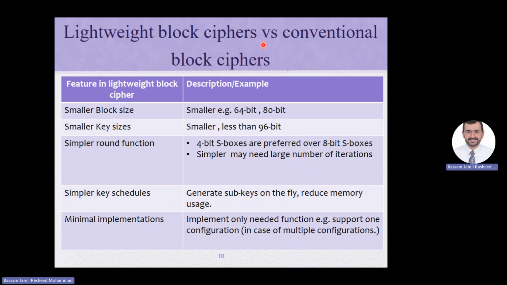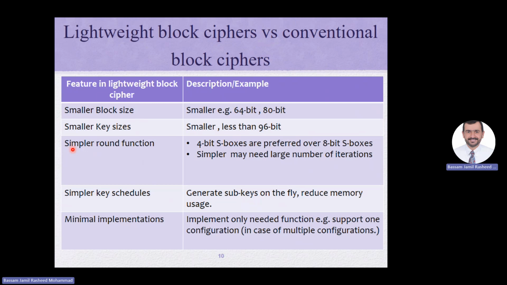All right, so how can we compare the lightweight block ciphers and the conventional block ciphers, so that we can understand where we can apply this lightweightness? If you look at the block size, typically for a lightweight block cipher it is smaller compared with a conventional block cipher. What do we mean by smaller? We're talking about 64-bit, 80-bit. Key sizes in lightweight block ciphers are smaller, typically less than 96 bits.